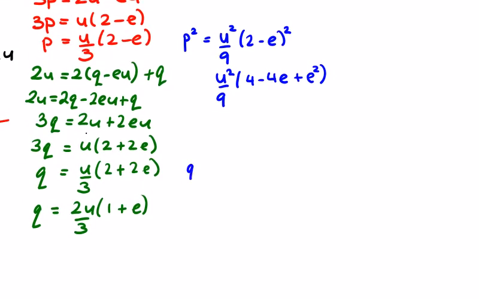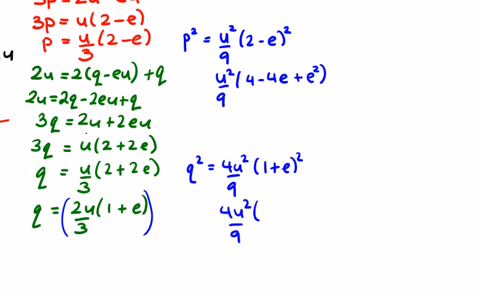Down here, q squared is also equal to u squared over 9 times, well, we actually have the 2u. Let me do the 2u. It might be a bit tidier. So I'm going to square this guy. So 4u squared over 9 by 1 plus e squared, which is 4u squared over 9 times 1 plus 2e plus e squared.